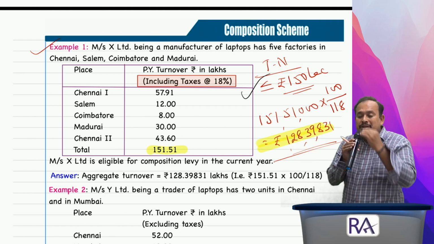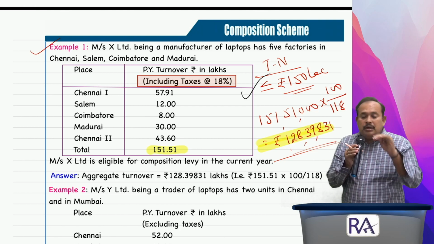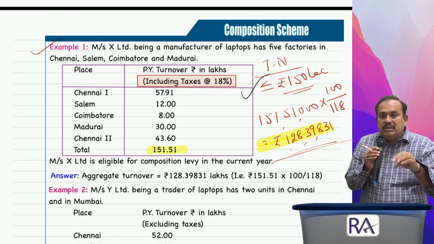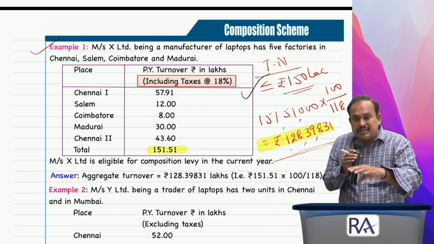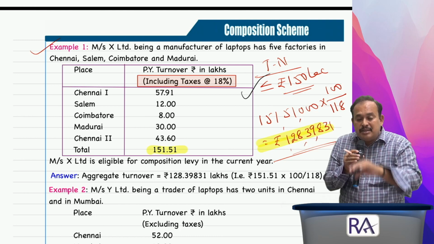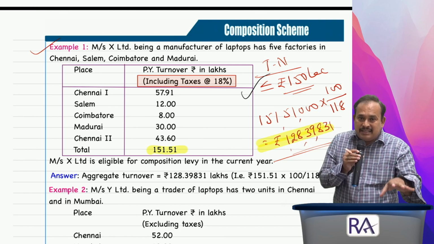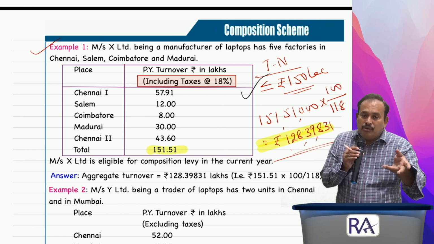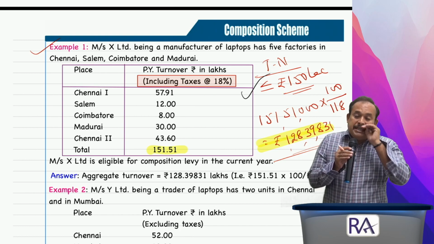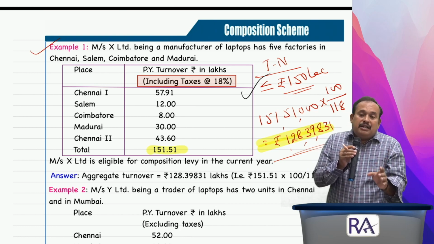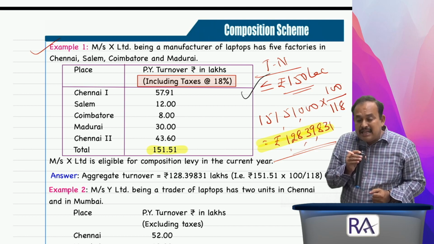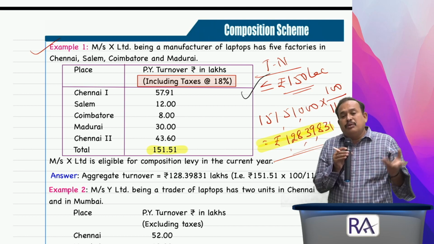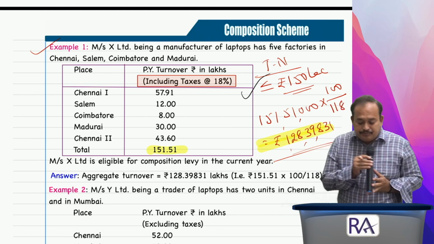While computing the aggregate turnover, we should not include the reverse charge supplies on which the recipient is liable to pay GST. If so, in the hands of the recipient, it should not be added because it is not my turnover. GST taxes, if any, should be eliminated and seen. If the turnover is then less than or equal to 150 lakhs, the person is eligible for the composition scheme in the current year.